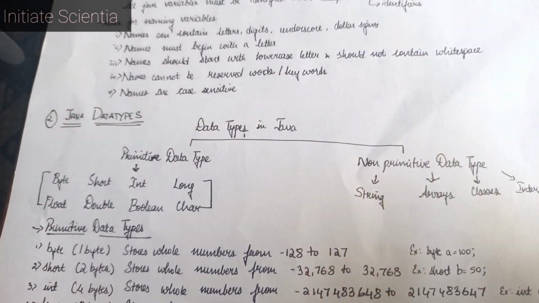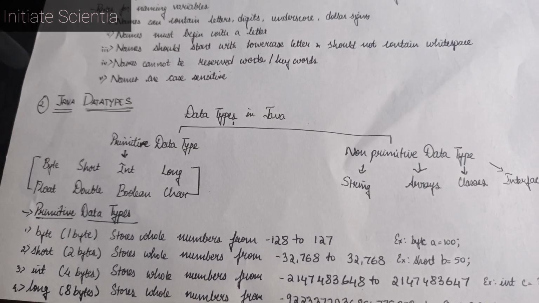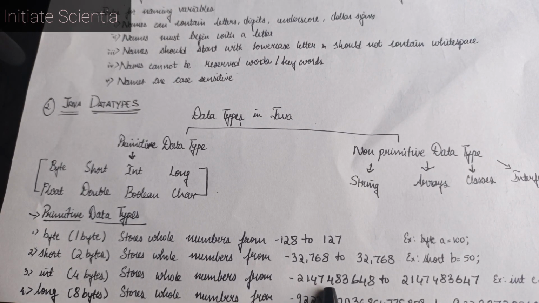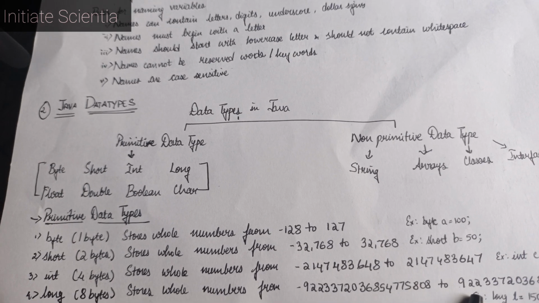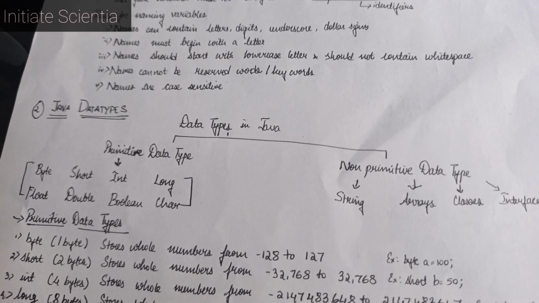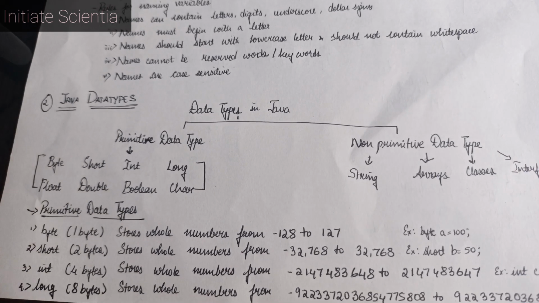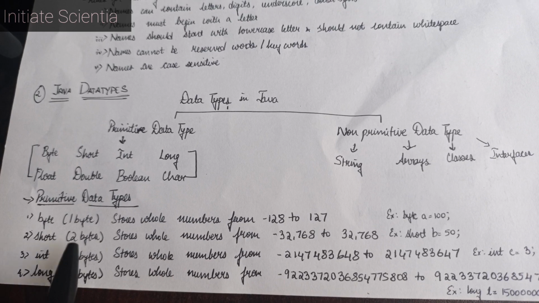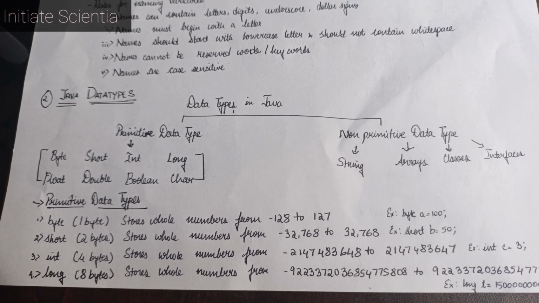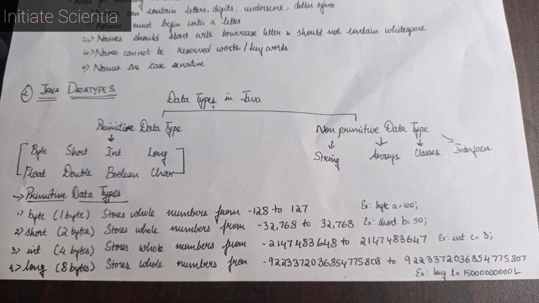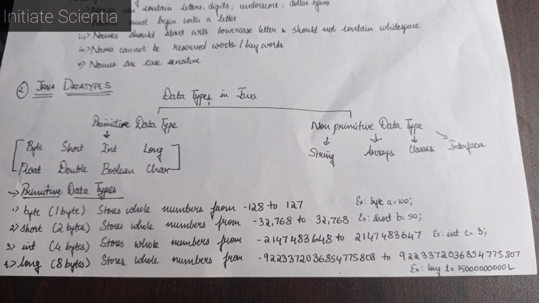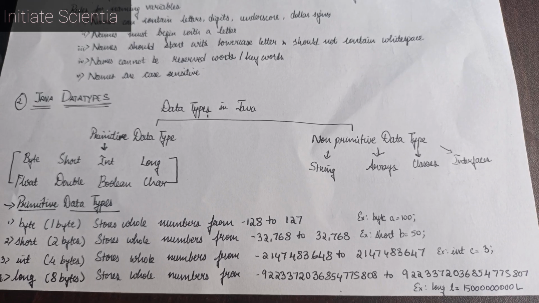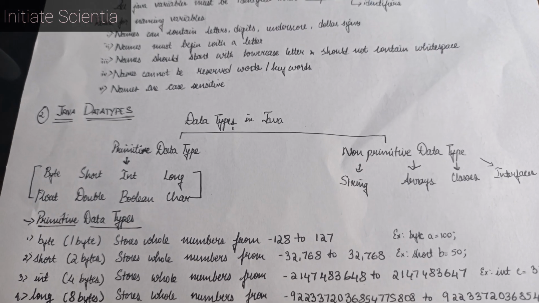Next, int. 4 bytes. Stores whole numbers within this range over here. So here the example can be int c = 3. I hope you can see. Yeah, int c = 3. Next, long, 8 bytes. It stores whole numbers from this very long range to this range. So an example can be something like long L = 1500000L.